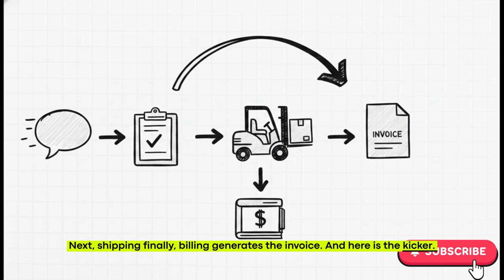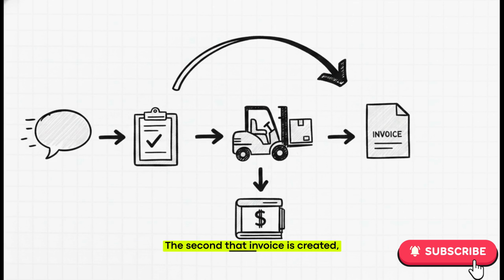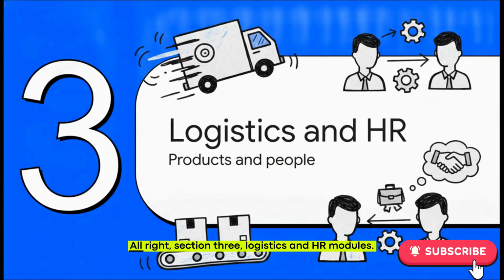And here is the kicker. Every single one of those steps generates transactions that update the FI module automatically. The second that invoice is created, your accounts receivable team in finance already knows about it. No emails required. All right, Section 3, Logistics and HR modules. We've got the money sorted. Now let's talk about the products and the people.